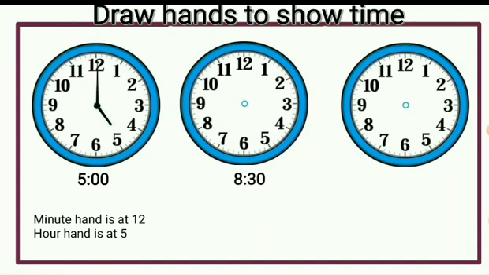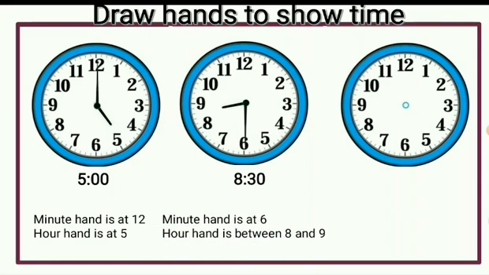Next time, 8:30. 8:30 we are going to represent again. So let's start from the minute. It is showing 30. That means the minute hand will be at 6. 6 5s is 30, isn't it? So the minute hand will be at 6. And where will the hour hand be, children? The minute hand has covered from 12 till 6. It has passed half an hour, so the hour hand will also move, and it will be between 8 and 9, isn't it? So the minute hand is at 6 and the hour hand is between 8 and 9.